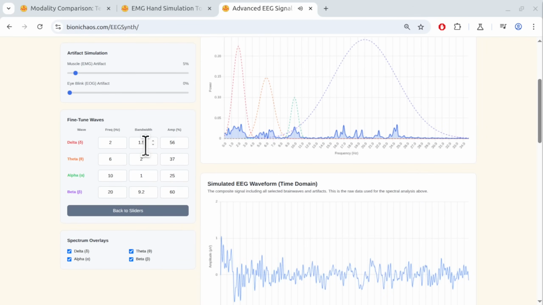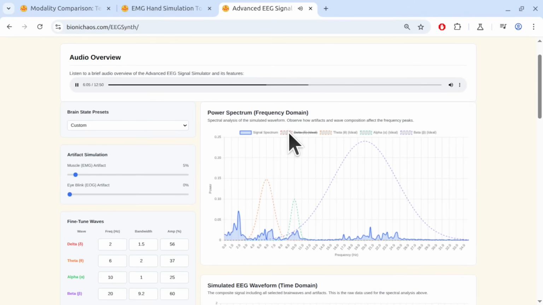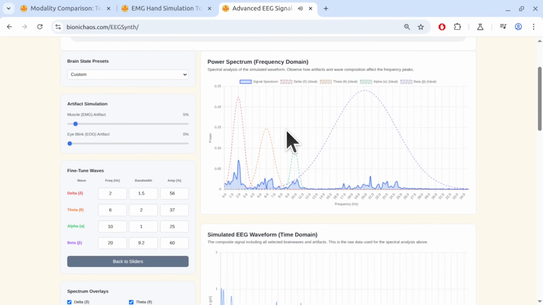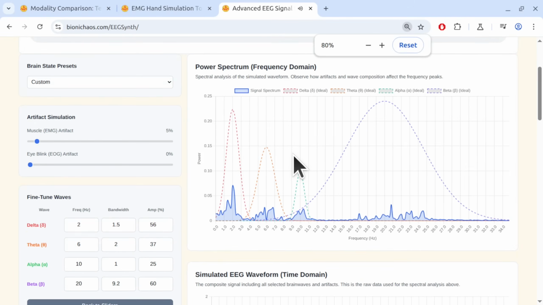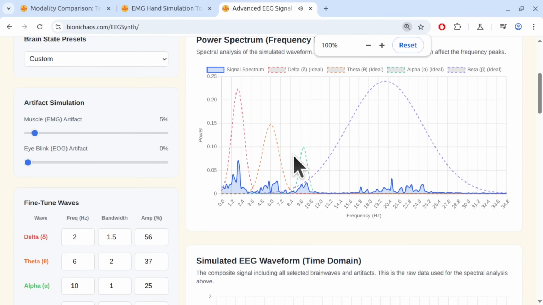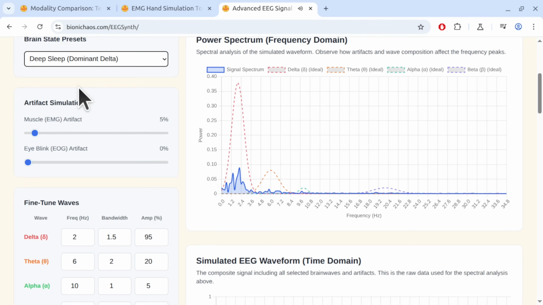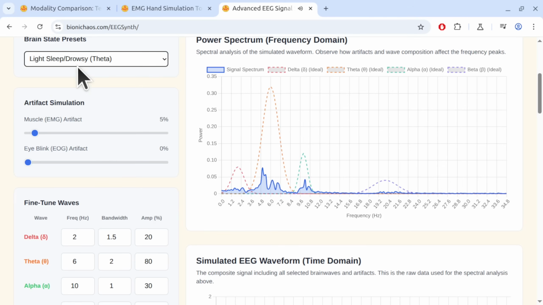And there was something about spectrum overlays mentioned in the control section, dotted lines. Right. Those show up on the power spectrum graph, which we'll get to. These overlays represent the sort of theoretical ideal shape of each pure brainwave band you've configured, like the raw ingredient before mixing. Okay, like the ideal alpha shape, the ideal beta shape. Exactly. Which leads us nicely into the visualization side.